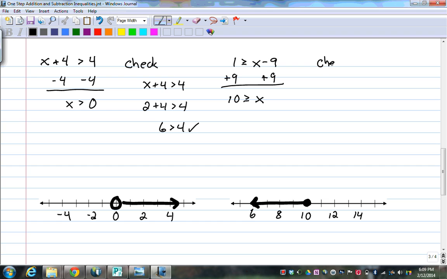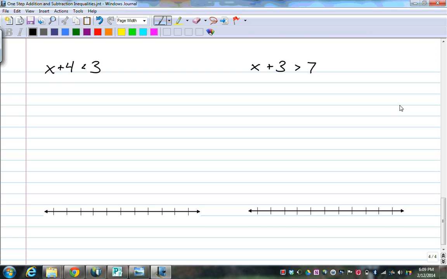For my check step, I'm going to rewrite the original inequality that was given to me, and I'm going to substitute it with one of the solutions. Now here, 0 will work. So I have 1 is greater than or equal to 0 minus 9. 1 is greater than or equal to a negative 9. And that is a true statement. All right, last two problems. Go ahead and pause the video and do these as well. And then you are well on your way to solving many more interesting inequalities.